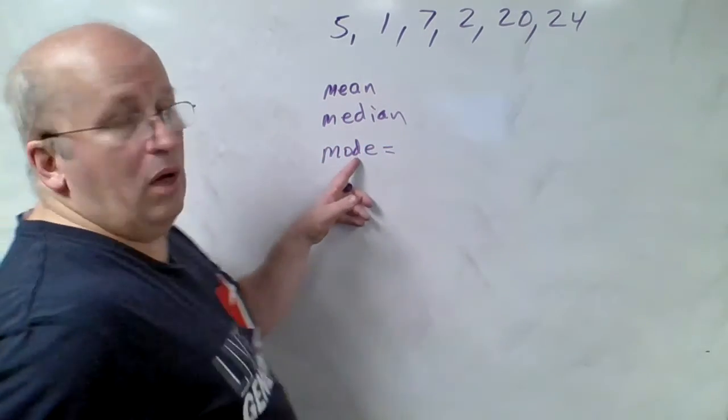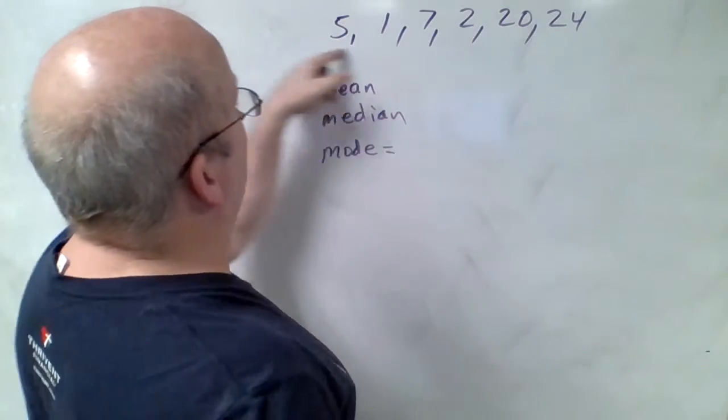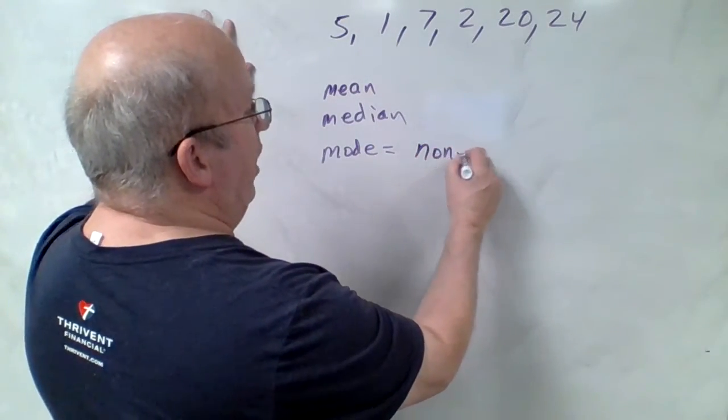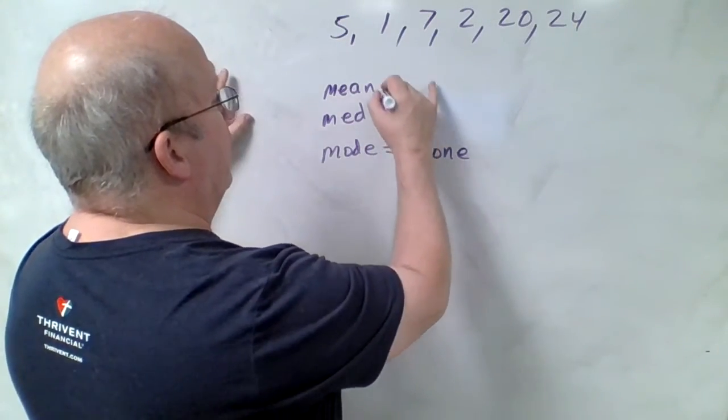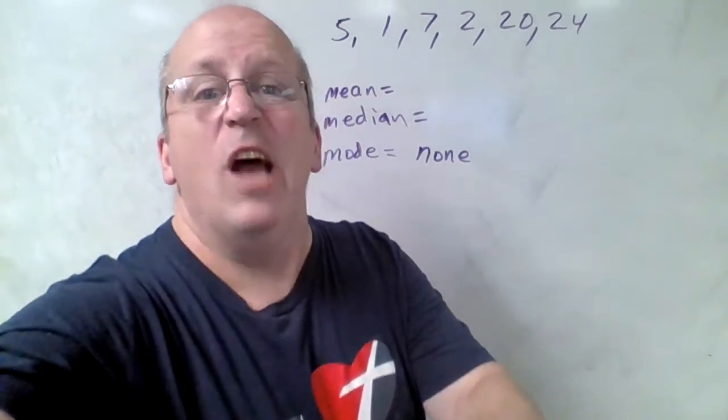Well, if you recall, I always started with the mode. Which number appears most often? Well, in this case, I don't have a mode because none of the numbers appear more than once, so I'm just going to write none.